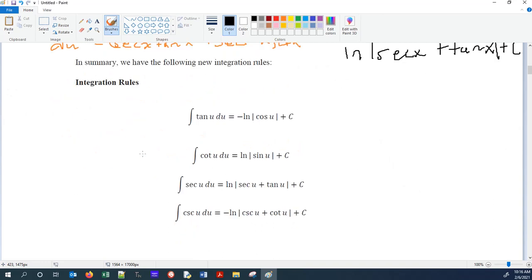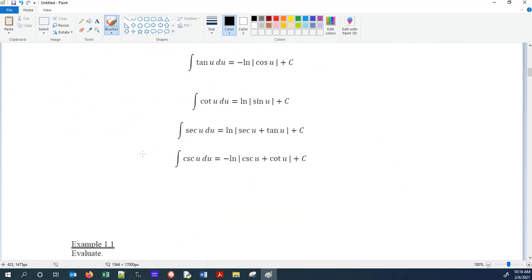All right, so in summary, let's take a look at our new rules for this lesson. We have four of them. The integral of tangent is the natural log of the absolute value of cosine, and the integral of cotangent is the natural log of sine. So again, we see that tangent goes with a co, so the answer becomes negative. We integrate co, and it becomes a positive. So remember that if the co results in the answer of your integral, make it negative.